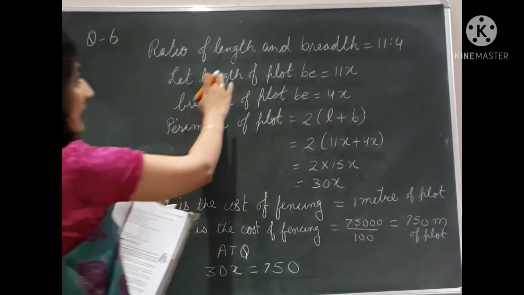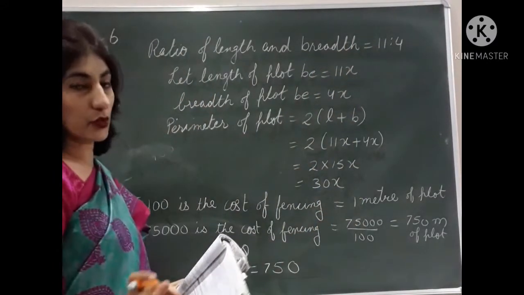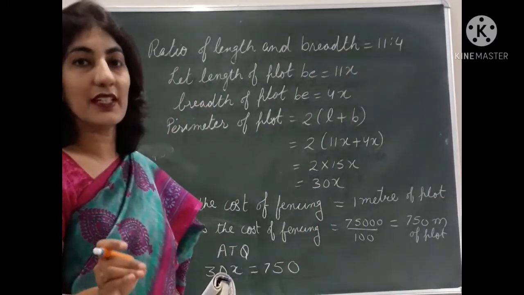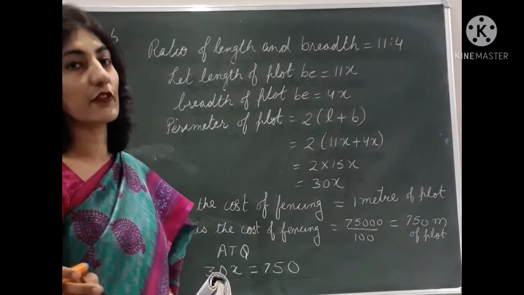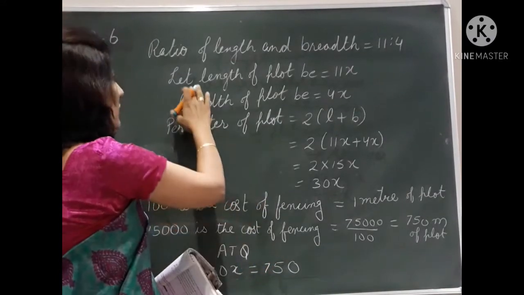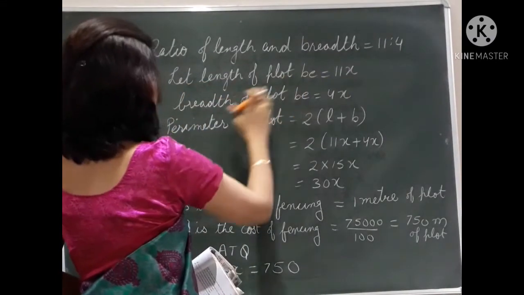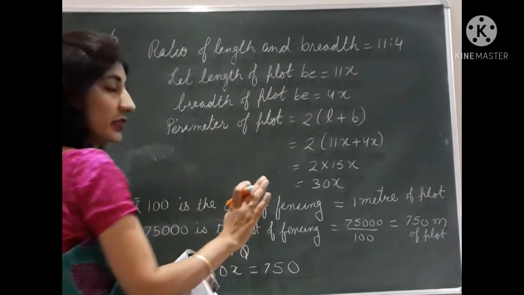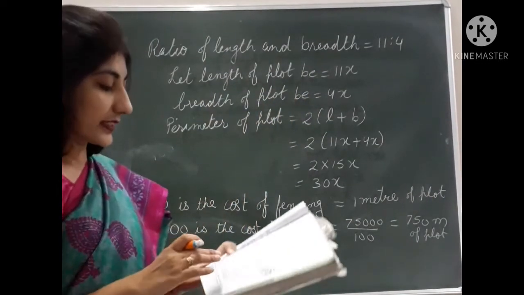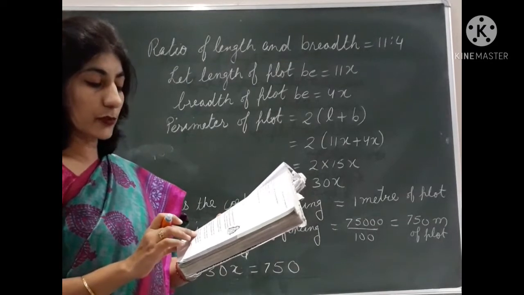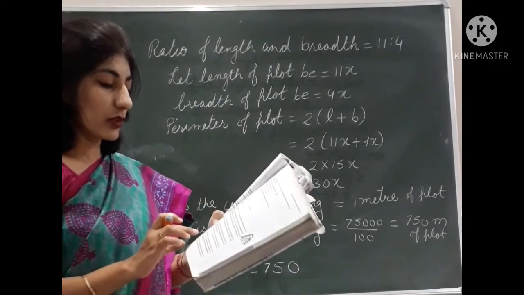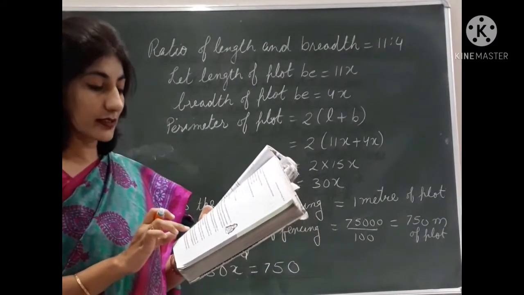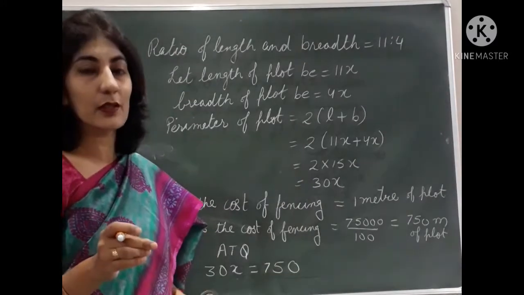See, the ratio of the length and the breadth is given as 11:4. So we have to assume the length and breadth as 11x and 4x respectively. So first you will write, let the length of the plot be 11x and the breadth of the plot be 4x. So here next statement they have written, at the rate of rupees 100 per meter, it will cost the village panchayat rupees 75,000 to fence the plot.